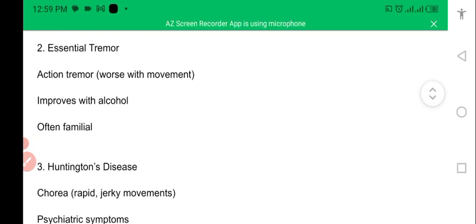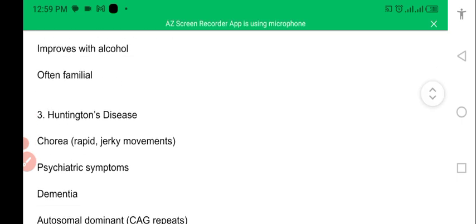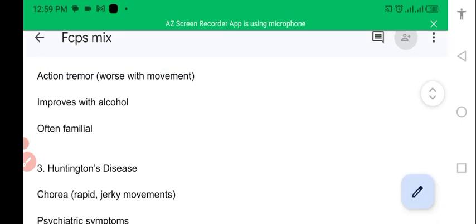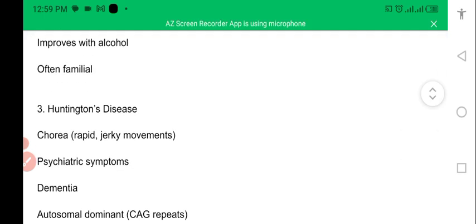Another one is essential tremor. These are the type of tremors that worsen with movement. It improves with rest and worsens with movement.